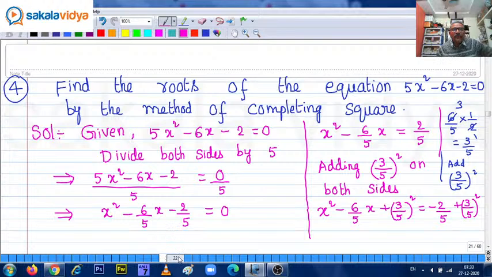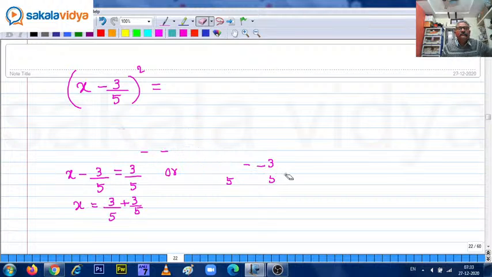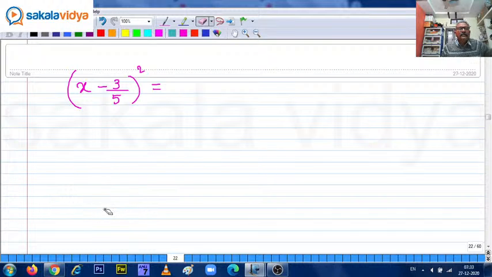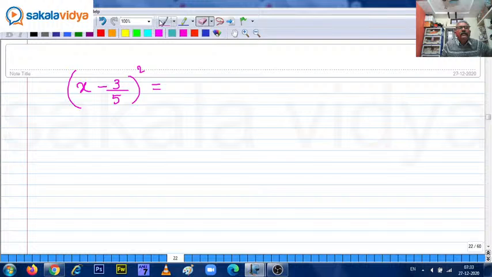Sorry, I made a mistake here. Go back. Minus 2 by 5, sorry. Now minus 2 by 5 plus 9 upon 25. Right, this needs to be written. Yeah, so Rajesh, you are correct.